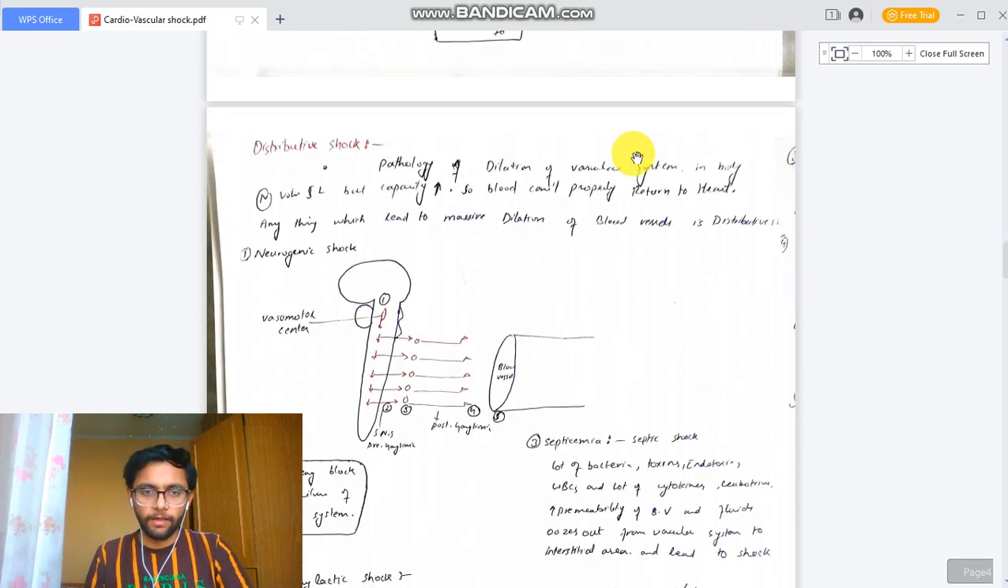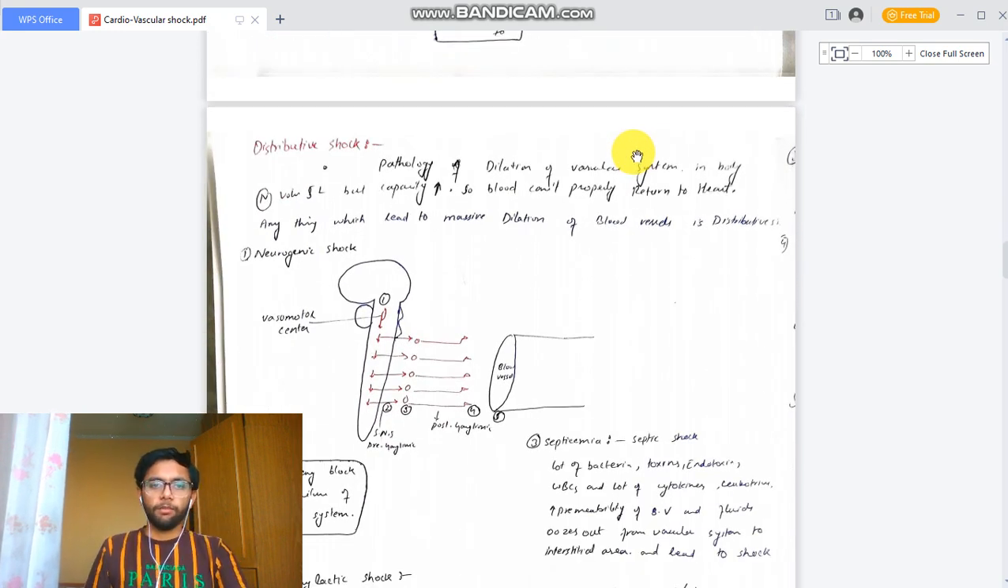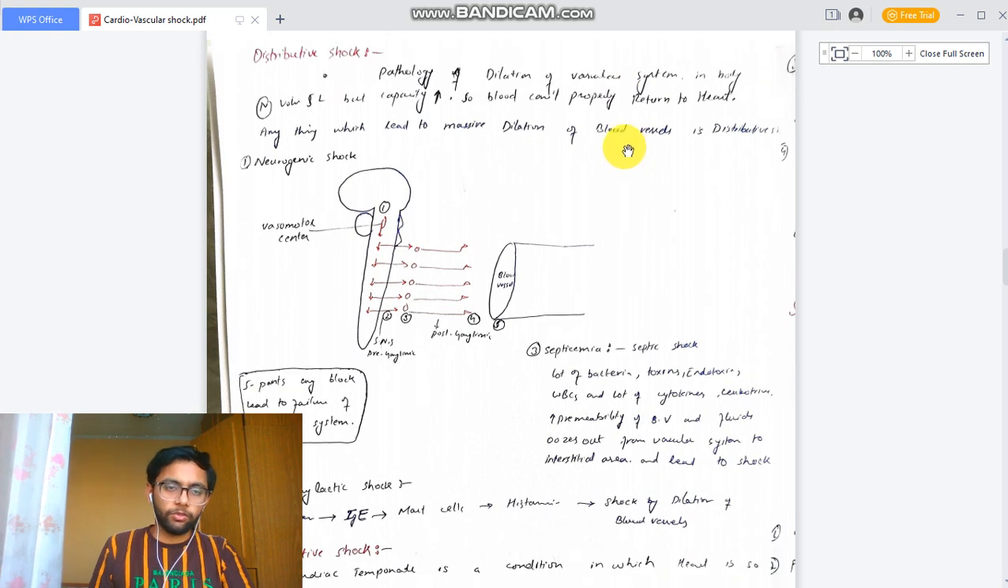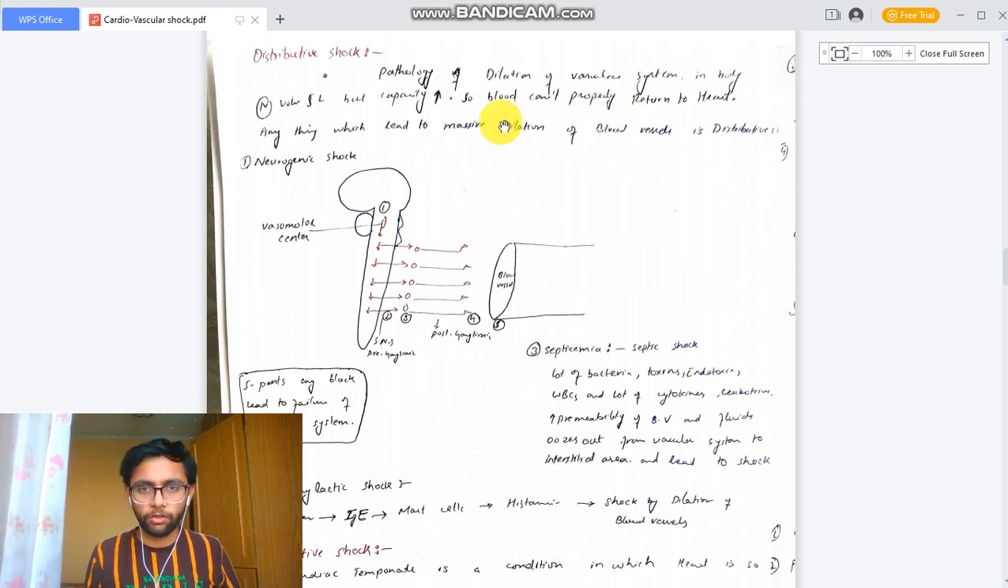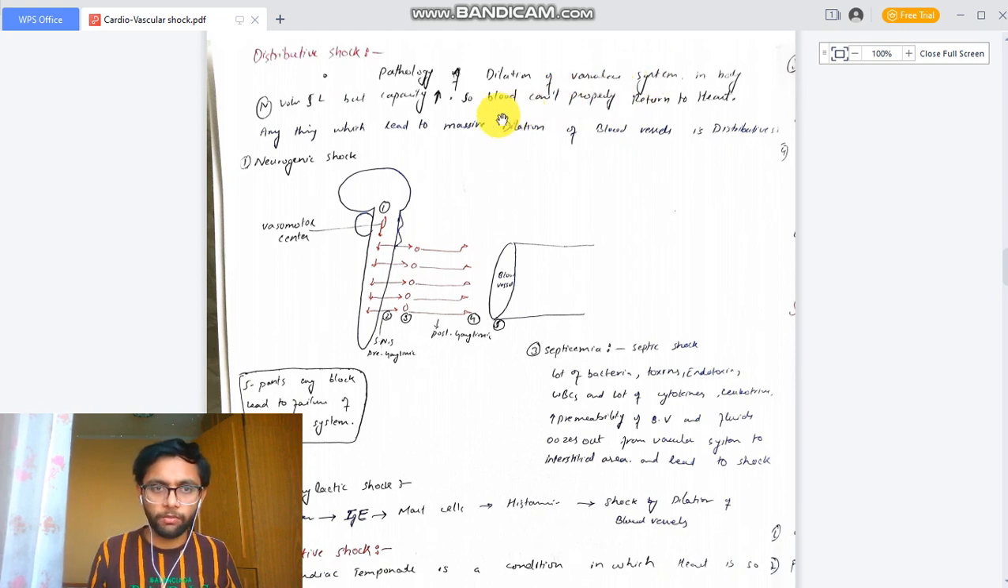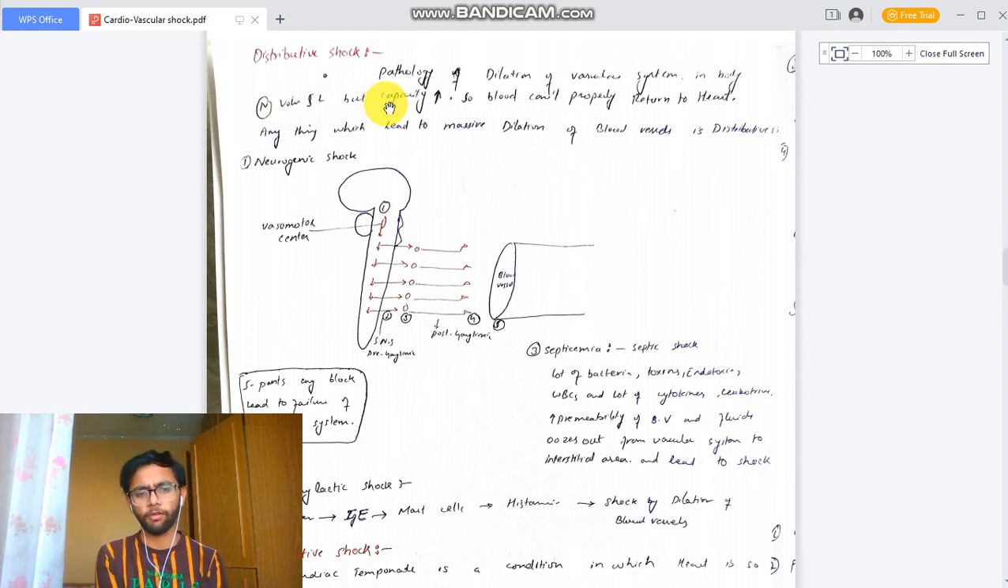Similar. The next type, our third type, is distributive shock. We know distributive shock is a problem in the vessels, with dilation or constriction. In the pathology of dilation of the vascular system, the normal blood volume is 5 liters and the capacity increases. The normal volume remains the same, but the capacity of our blood vessels to hold blood increases. So blood cannot properly return to the heart, and this massive dilatation of blood vessels is distributive shock.